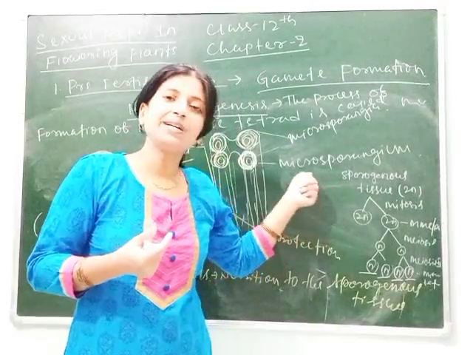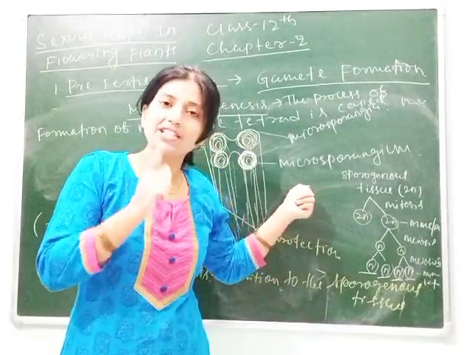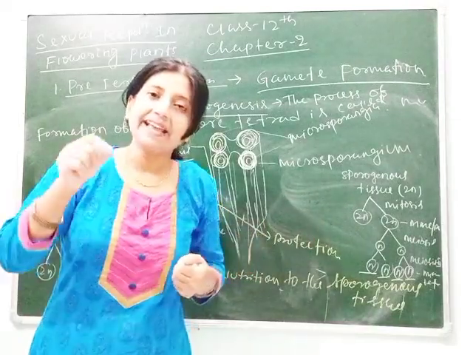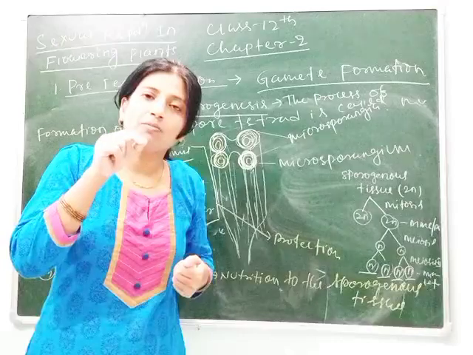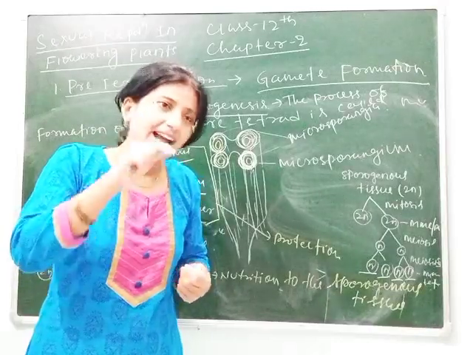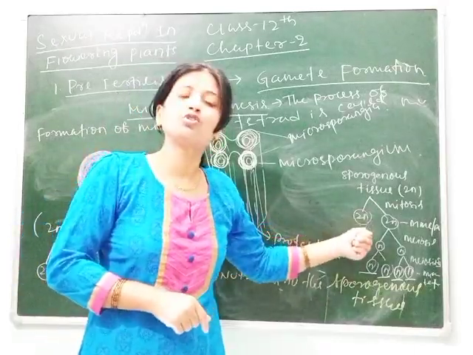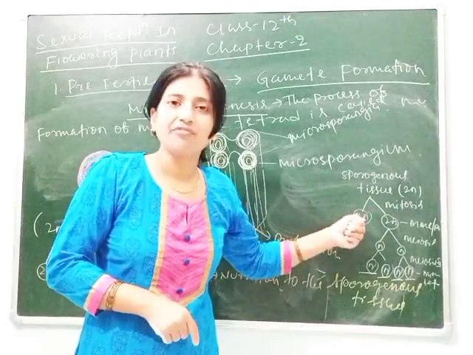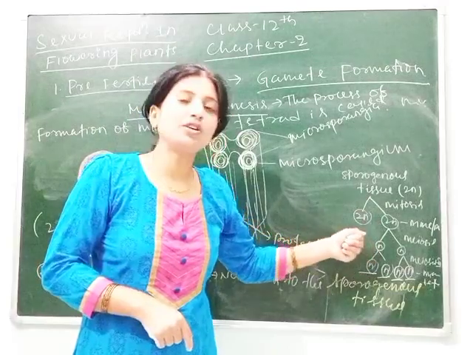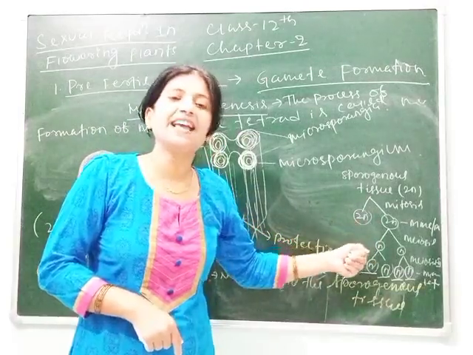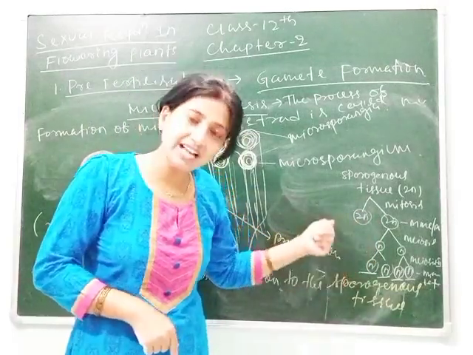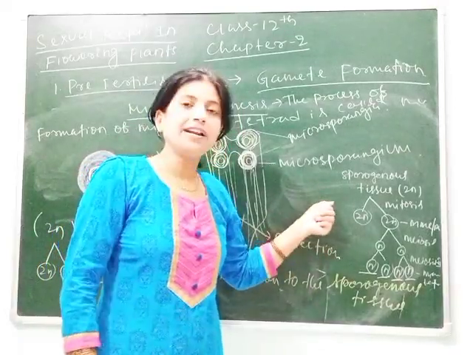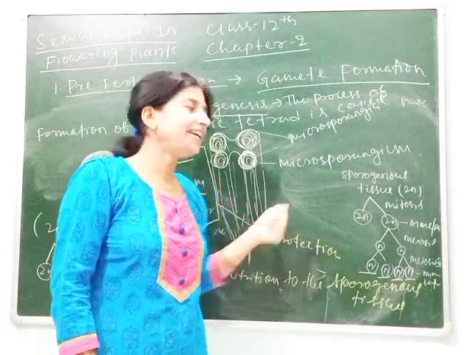As they divide first mitotically. Remember, students, first mitosis occurs in the sporogenous tissue. Then they give microspore mother cells or pollen mother cells, and that microspore mother cell goes through meiosis to form 4 haploid cells, which is called a microspore tetrad, or we can say pollen grain. So this is how pollen grain is formed, and how the male gamete is formed in plants.